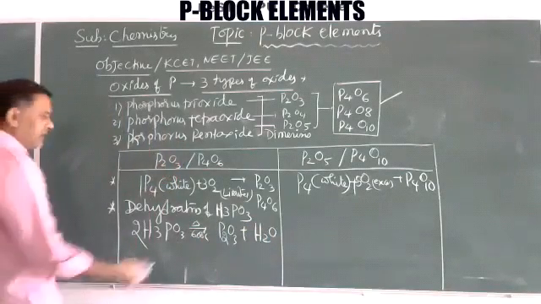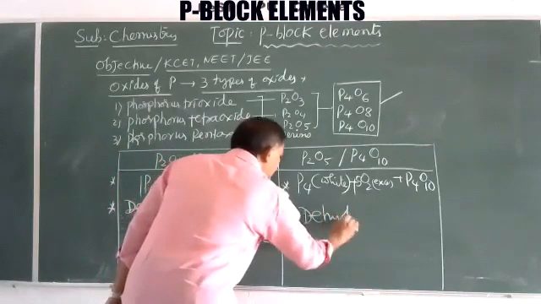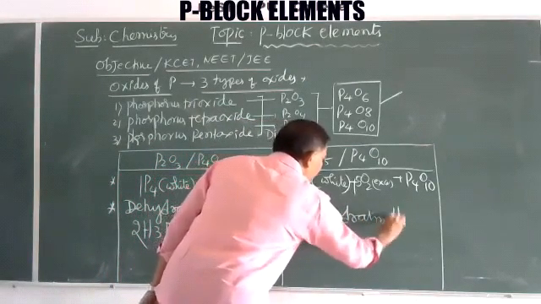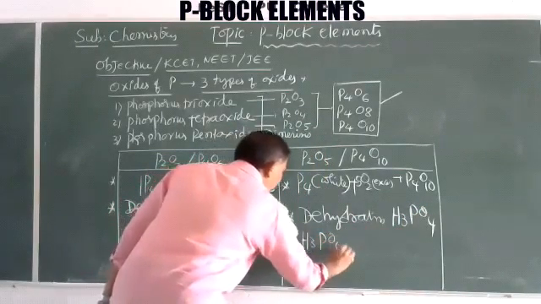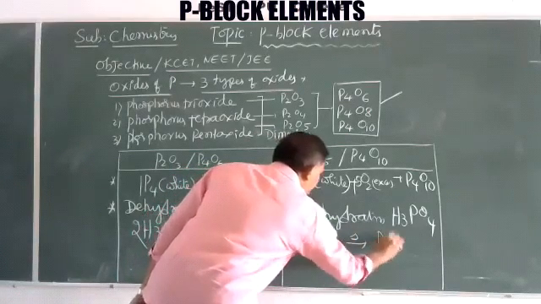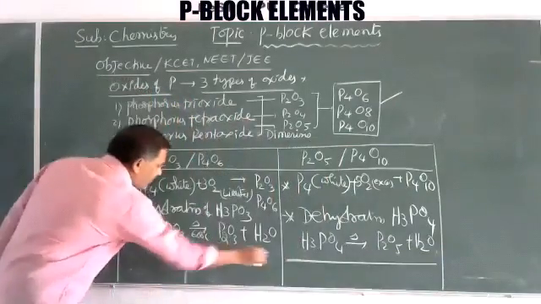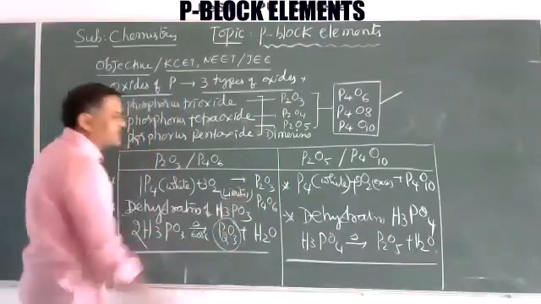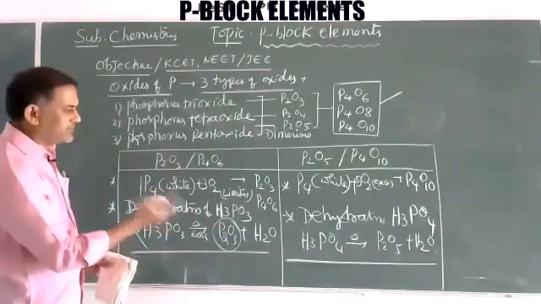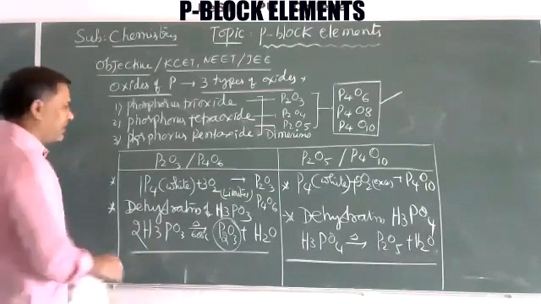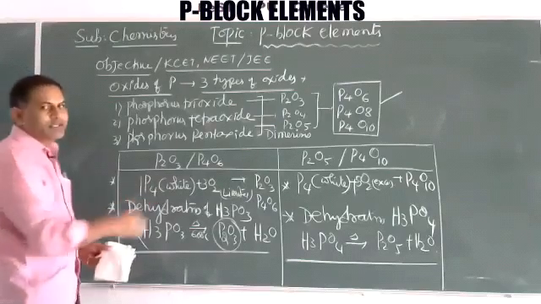Removal of water. Here also the same thing, the dehydration of H3PO4. H3PO4 on dehydration by heating will give P2O5 plus water. Balancing afterwards. Now it is trioxide and pentoxide, very, very important oxides. The main important points are the structure of the trioxide and the structure of the pentoxide. We'll discuss the trioxide and pentoxide structures and important points about them.